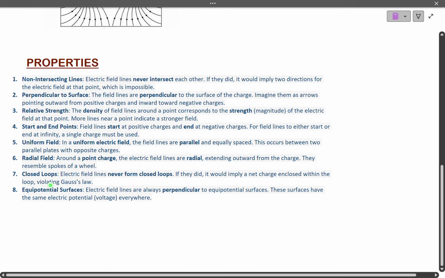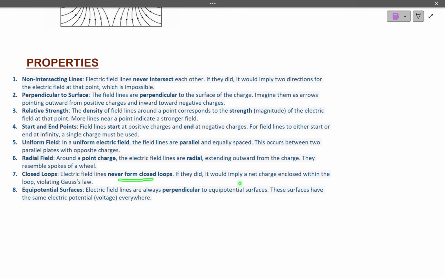Next property is closed loops. Electric field lines never form closed loops. If they did, it would imply a net charge enclosed within the loop, which violates Gauss's law.